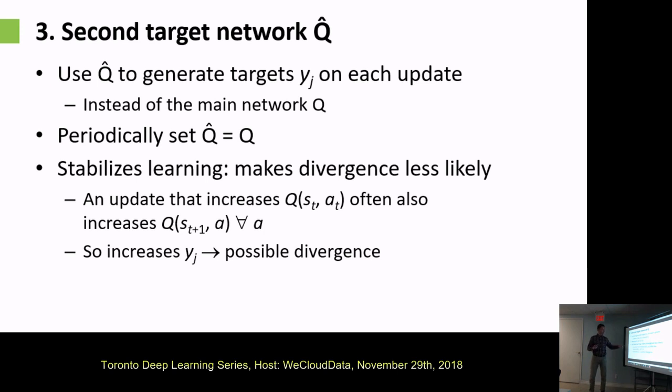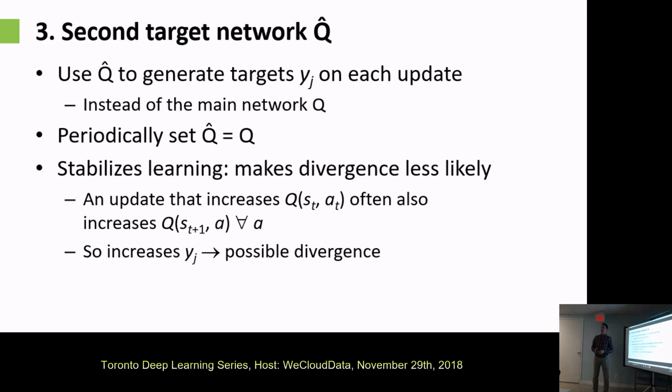And the idea, or the rationale, is that if you increase the Q of a particular action in a particular state, that would also increase Q values for the next state for all actions. And if you just keep using the same network, which is based on the recent updates, then it could diverge. So the Q values could become really high.